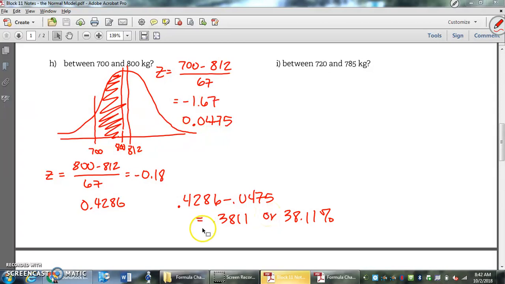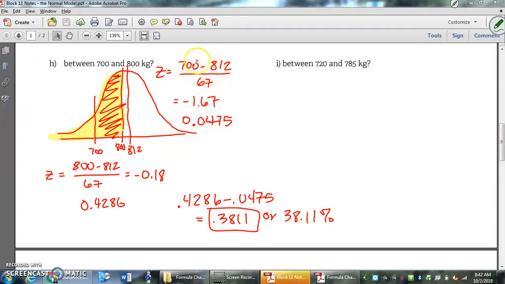The reason that this works is because we are finding a bigger area and subtracting a smaller area. So when I find the z-score for 800, and then I look in my z-table to find that proportion, I am finding this entire area on the graph underneath 800. So everything to the left of 800 forever and ever. But obviously I don't want that whole area. I only want the area between 700 and 800.